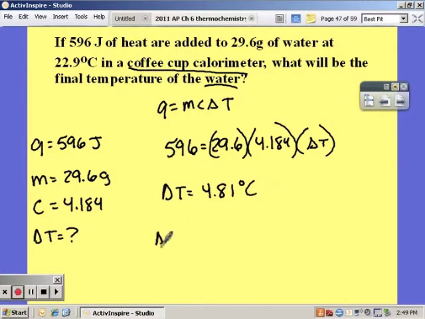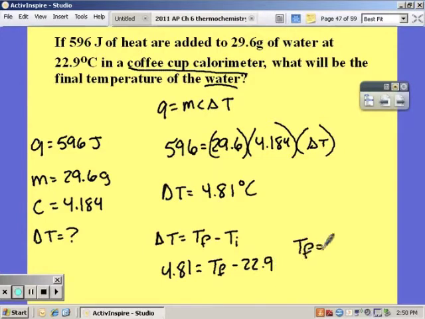And so that's 4.81. But we didn't want to know delta T, we want to know the final temperature of the water. Final temperature minus initial is equal to the delta T. We know our change in temperature, we're looking for the final temperature, and we know the initial temperature. So solving for TF, we add and we get 27.7 degrees Celsius. You also could have plugged in TF minus 22.9 and solved all at once, but that would have made your algebra more difficult.